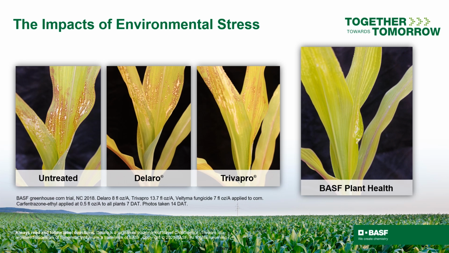So these were just a few examples of some of the plant health benefits that Headline Amp can provide, both in the arena of disease control, but also in how we can positively impact these plants and allow them to have a better reaction to stresses that are going on around them, potentially even in the absence of disease.